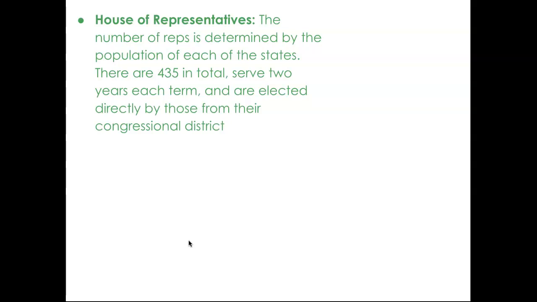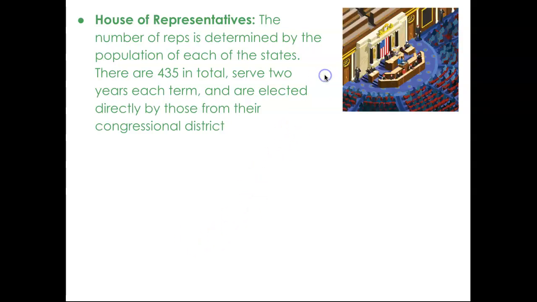So our first word is House of Representatives. The number of reps is determined by the population of each of the states. There are 435 in total. They serve 2 years each term and are elected directly by those from their congressional district. So the House of Representatives is one part of Congress, right? Which is basically the legislative branch, which makes the laws.